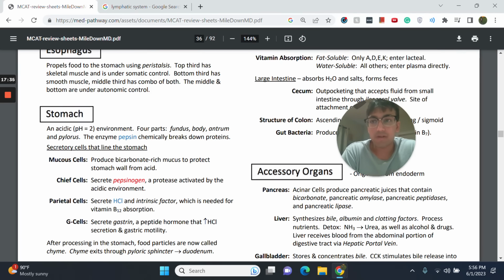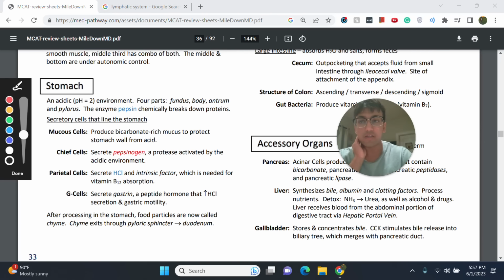Okay, like I said, the stomach has a very acidic environment. It has 4 parts: the fundus, body, antrum, and pylorus. The enzyme pepsin is very responsible for breaking down protein. So I remember this by P and P.